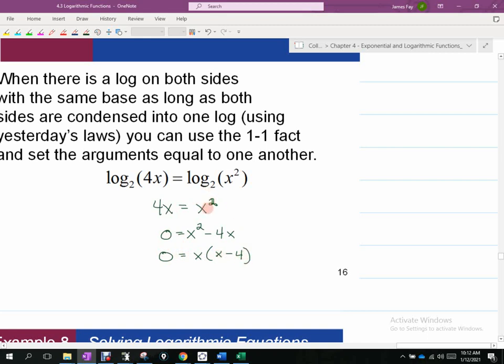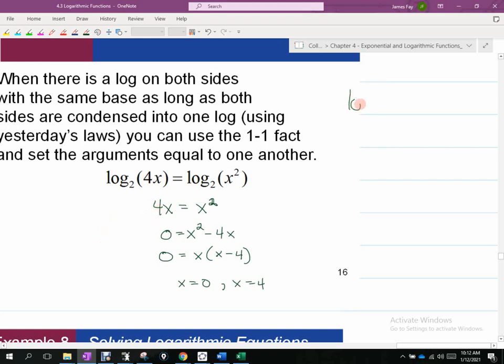Okay, so nonlinear polynomial equations, no matter what the degree is, you're going to factor them. So here we get x to be 0, and we get x to be 4. You guys agree with that? Okay, now, when we work with logarithms, we always have to think about extraneous solutions, because the domain for any logarithm is going to be numbers that are bigger than 0. You cannot take the log of a negative number. You cannot take the log of 0.